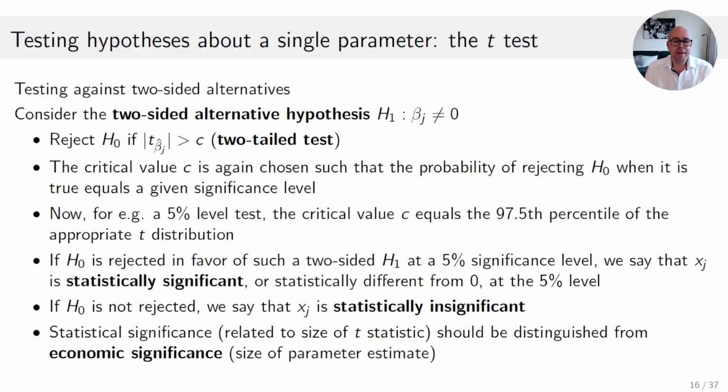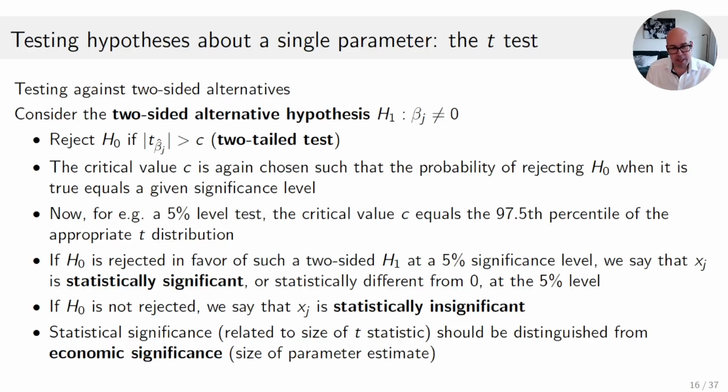Now, if the null is rejected in favor of such a two-sided alternative at the 5% level, what we do say is that beta j is statistically significant or statistically different from 0 at the 5% level. And notice that here in the slide there's a typo, so it should be beta j instead of xj.